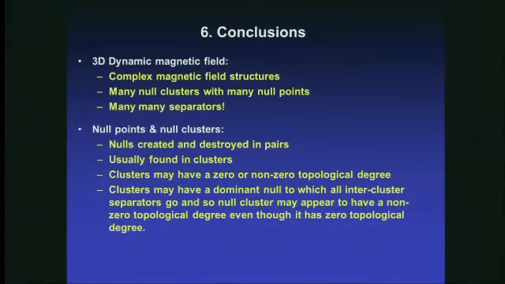There are many null clusters with many, many null points in them, and there are many, many separators. The null points and null clusters are created and destroyed in pairs. The nulls are usually found in clusters. The clusters may have zero and non-zero topological degree, and the clusters may have a dominant null to which all intercluster separators go. So this will be a null point that lasts for a long time and is the dominant one, even though there are many other little nulls around it appearing and disappearing. And you can have dominant nulls in clusters that have zero or non-zero topological degree.